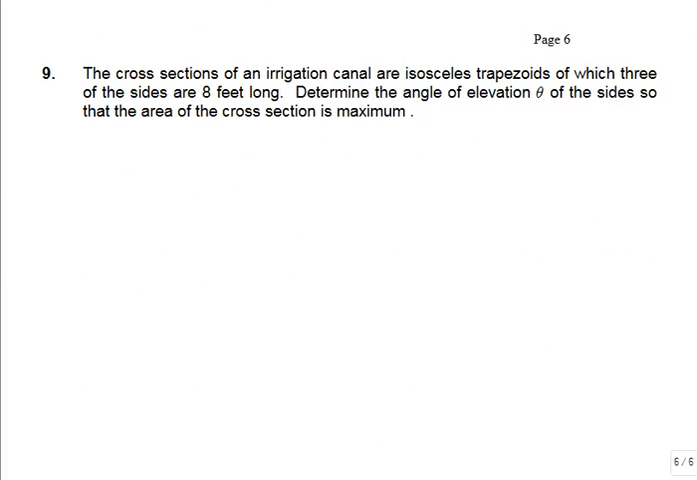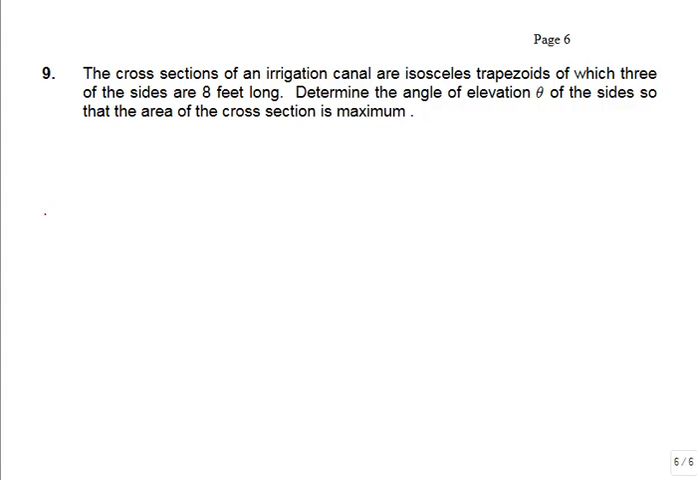All right, our last example. Our last example involves a little bit of trigonometry. Here we have the cross sections of an irrigation canal are isosceles trapezoids, of which 3 of the sides are 8 feet long. Determine the angle of elevation theta of the sides so that the area of the cross section is maximum. So we're talking about an isosceles trapezoid where 3 of the sides are 8 feet long.